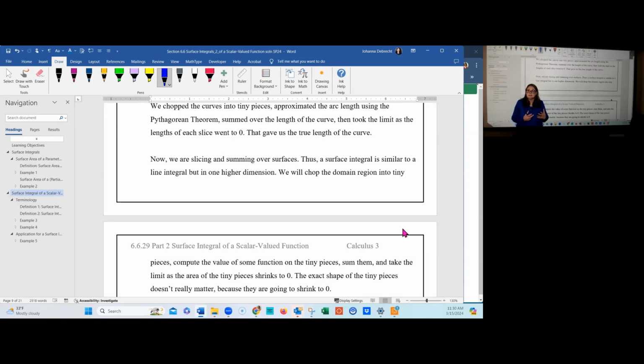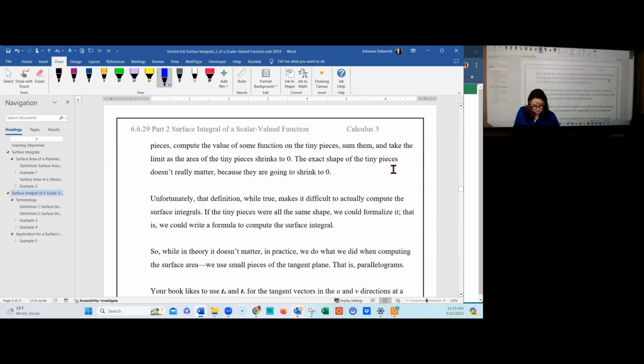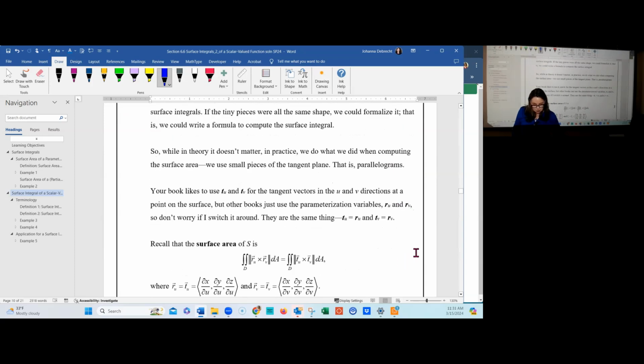In practice, it makes it very difficult to compute if we don't have a geometric formula to use. So while in theory it doesn't matter what the shape of each of those little cut up pieces of the surface are, in practice we're going to compute the surface area part using the same parallelograms we did when computing just surface area. So we're approximating the little section of the curved surface with the parallelogram from the tangent plane.